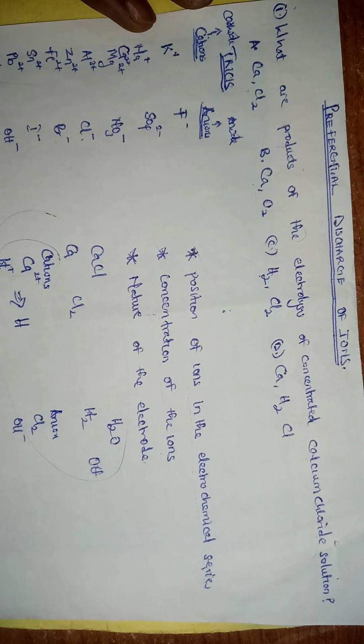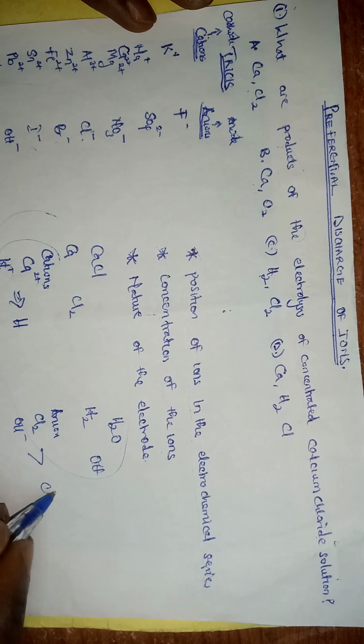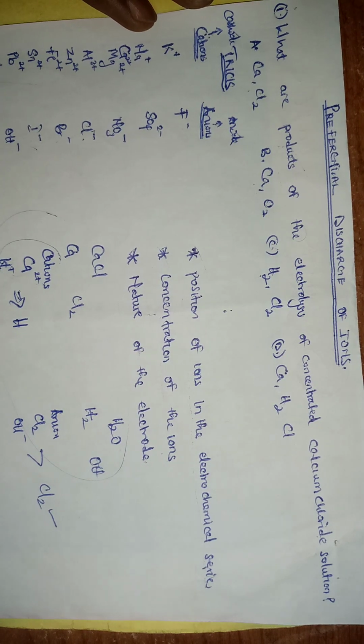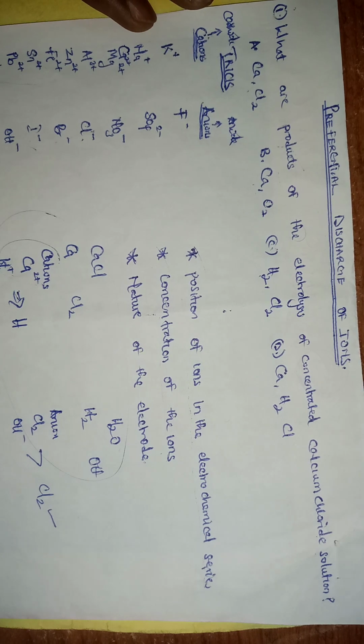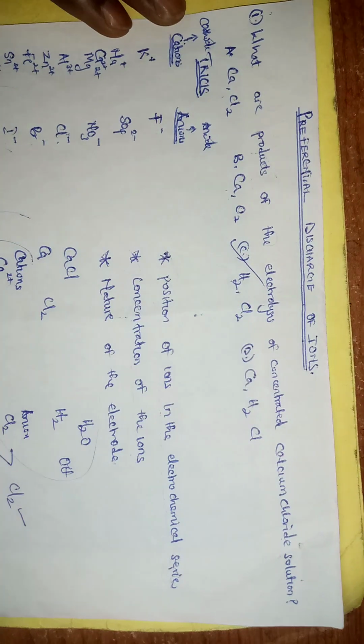So come to this one now. The OH and the chlorine are very close together. So since they are very close, chlorine gas will migrate to the cathode. Sorry, to the anode. Sorry. So let's go back to the options. So option C is right.